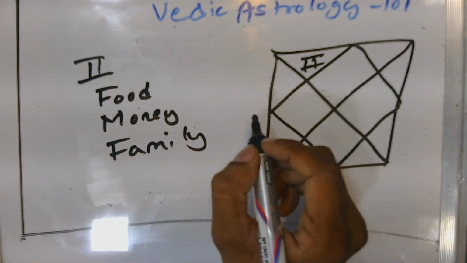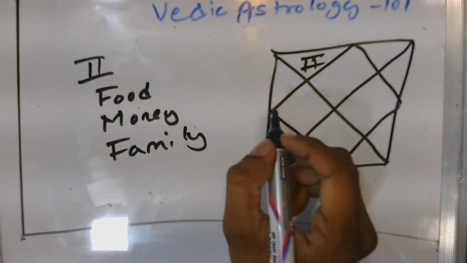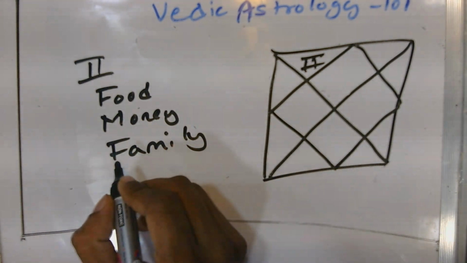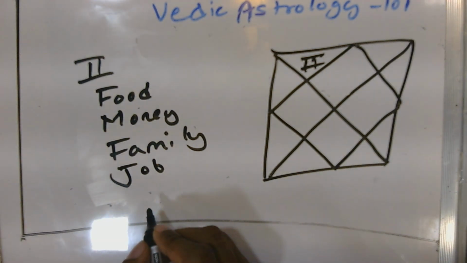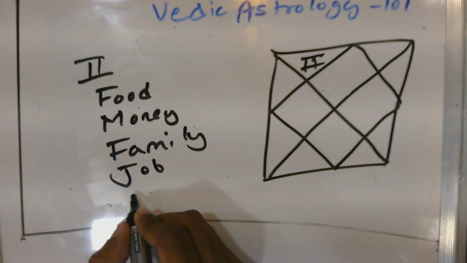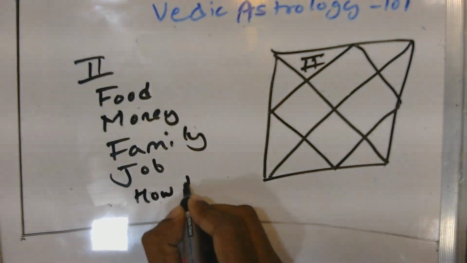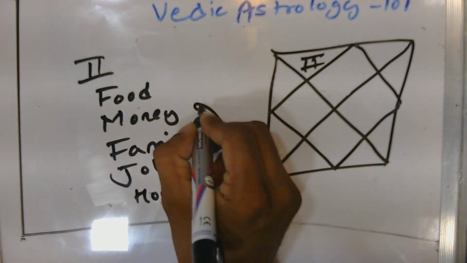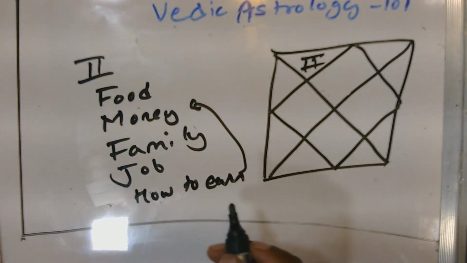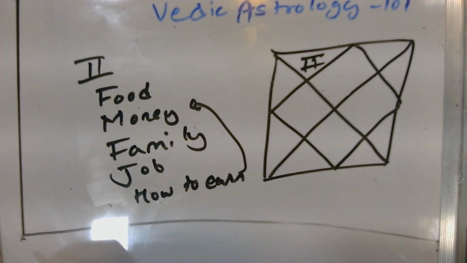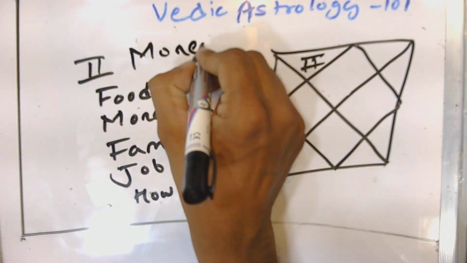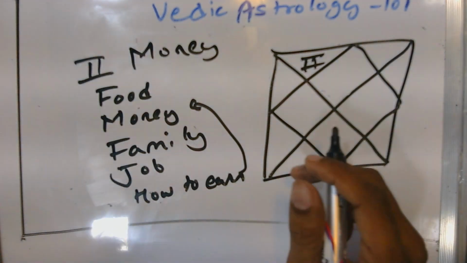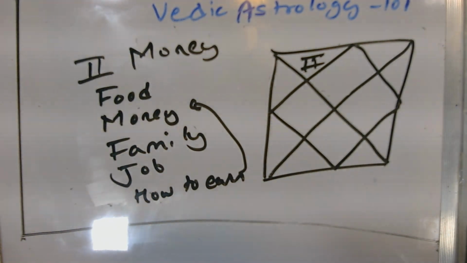And with that, it will also tell you about your job. Job in the sense that your ability to earn money. It will tell you about how to earn money. Your ability to earn money can be seen from the second house. So these are the things which we look from the second house. Second house is usually named house of money because that's what most people are usually concerned about. So second house is called house of money.